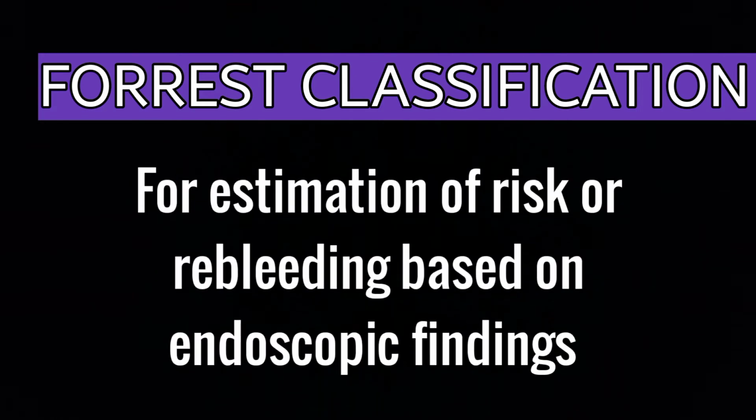Third classification is the Forest classification, that is for the estimation of risk of rebleeding based on endoscopic findings. 1A, active pulsatile bleeding; 1B, oozing is there; 2A, non-bleeding visible vessel; 2B, adherent clot is there; 2C, black dot; and 3, clean base.